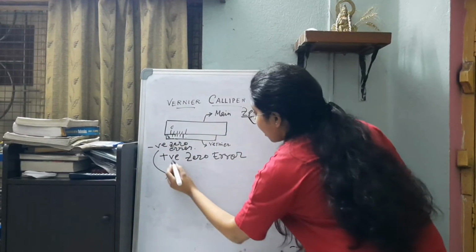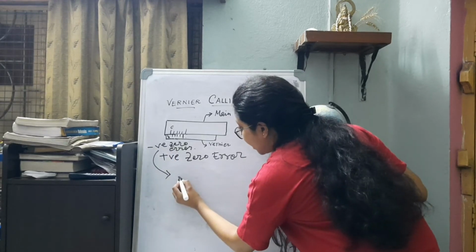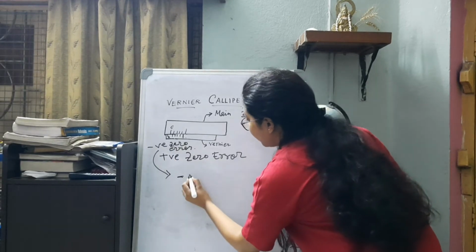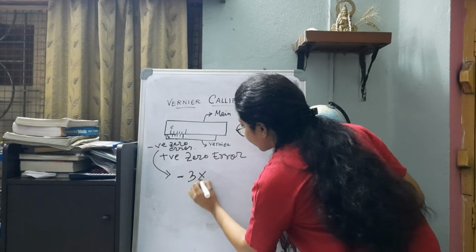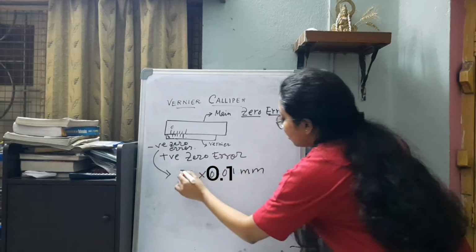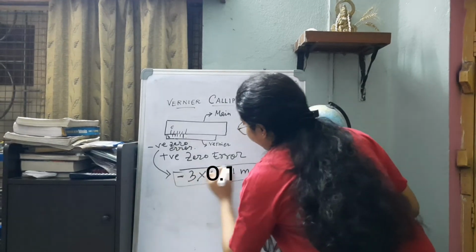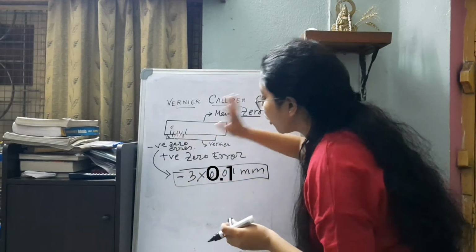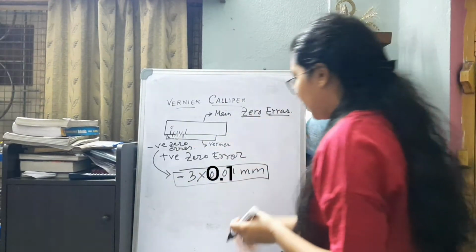That means because it is negative zero error, algebraically we put the minus sign, the third division of the vernier scale into the least count. This is the value of the negative zero error. So just the division of the vernier scale times the least count.